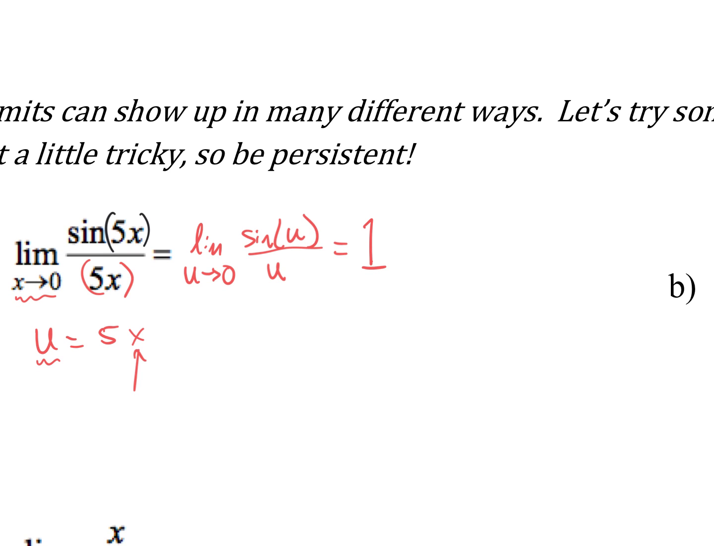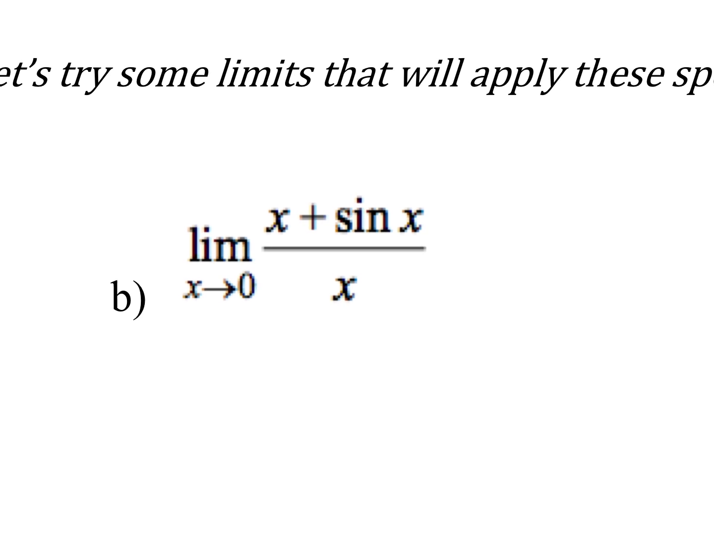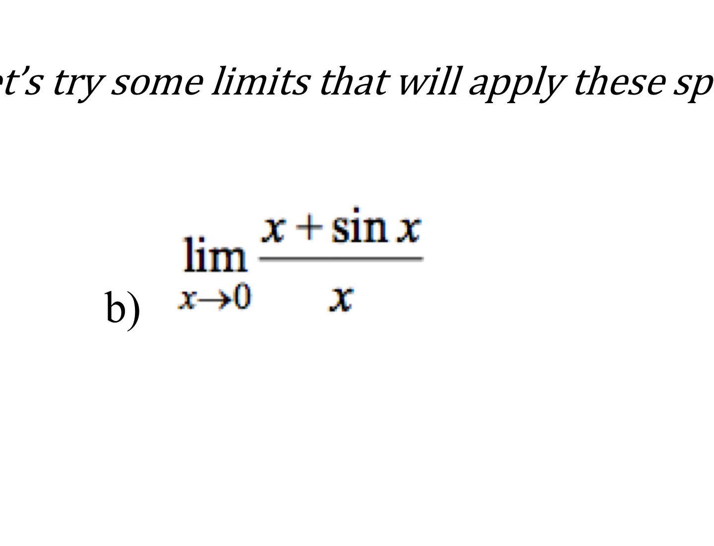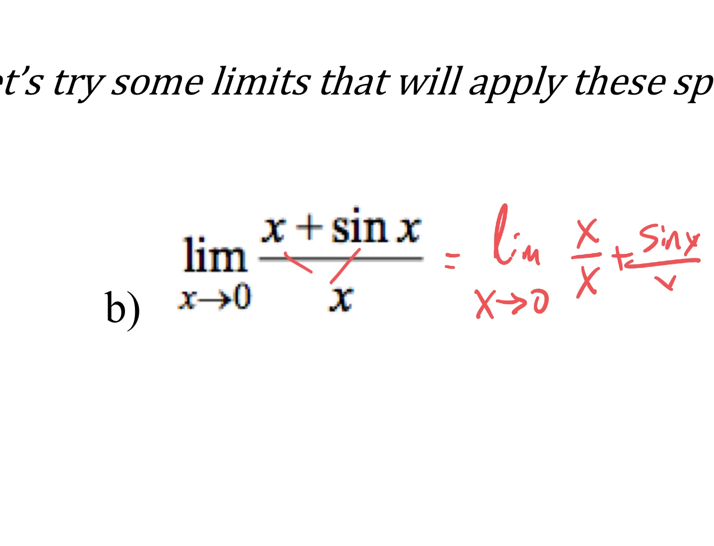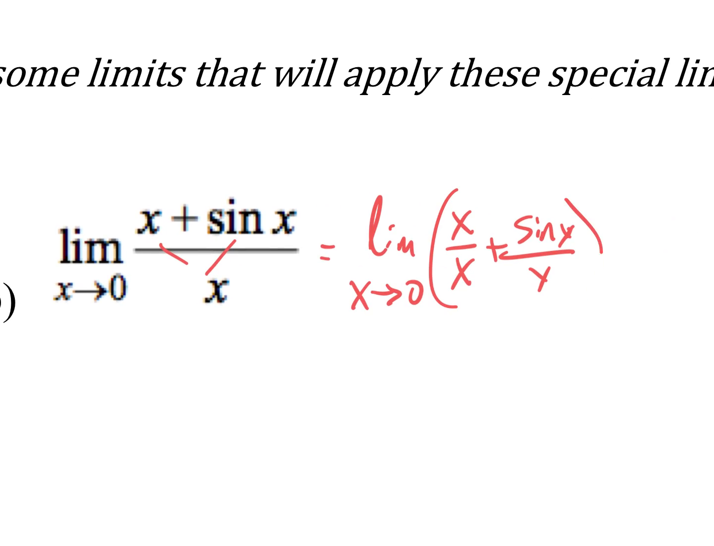All right? Well, how about this? So here we have a sum. Oh, we got sine x over there, but remember this x divides both. So we've got to be careful here. This is equal to the limit as x goes to 0 of x over x, this x divides both of these, plus sine x over x. Okay, put that in parentheses.